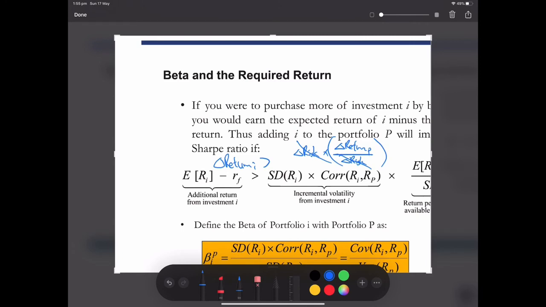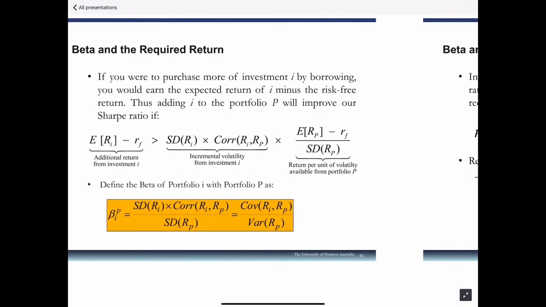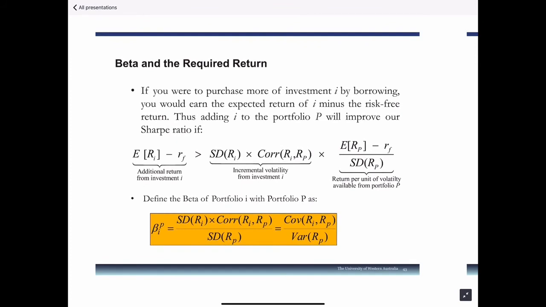Because otherwise, I can just allocate more to my existing portfolio P from borrowing, right? And that's very important for you to know. Even if you don't know how this is derived, it's very important for you to understand conceptually that what I was doing over here is that I would only invest in a new investment I if I can get a higher return per risk.